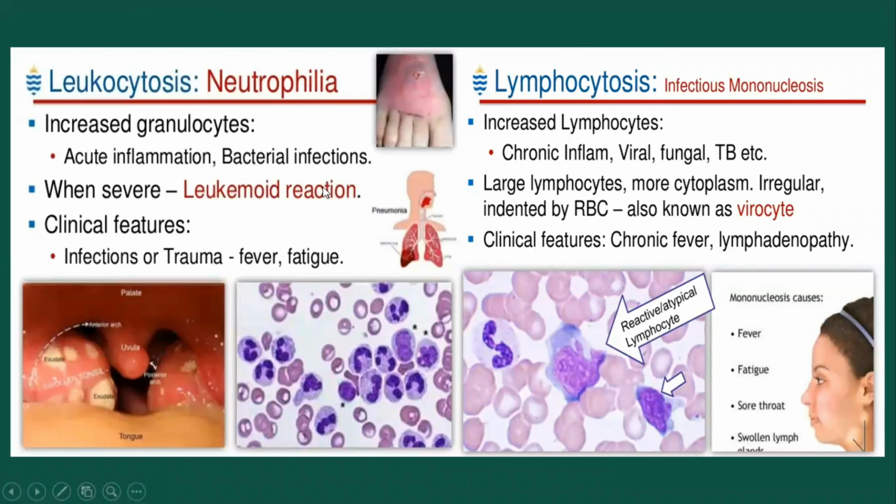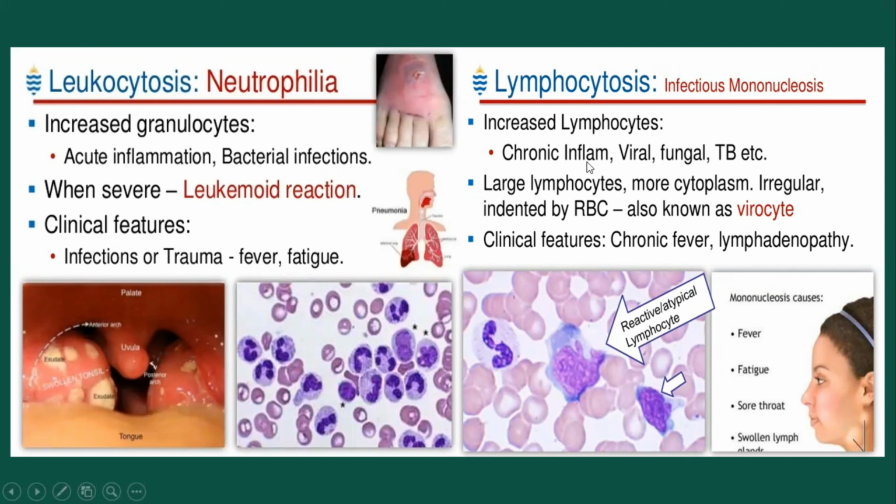Next, WBC. First we see the neutrophilia, rise in the neutrophils. Causes include acute inflammation and bacterial infection. When severe, we call it a leukemoid reaction. Clinical features include features of infection like fever, fatigue, or trauma features. So there is increase in the neutrophil level in the peripheral smear.